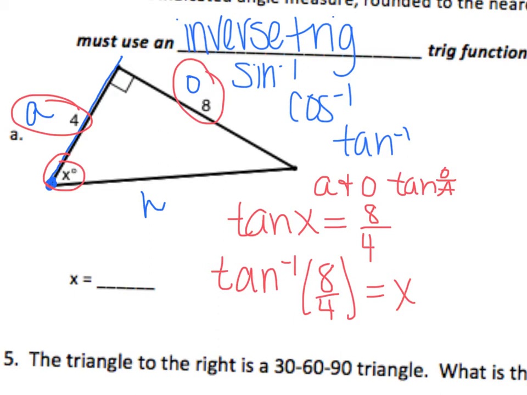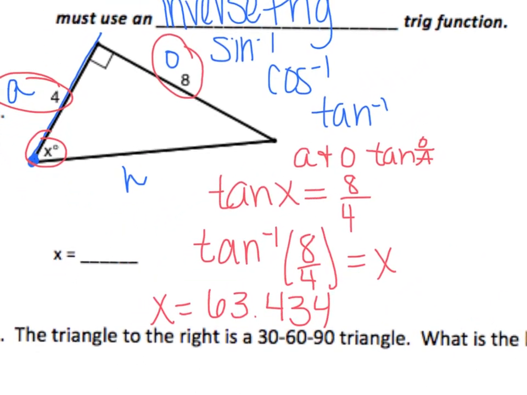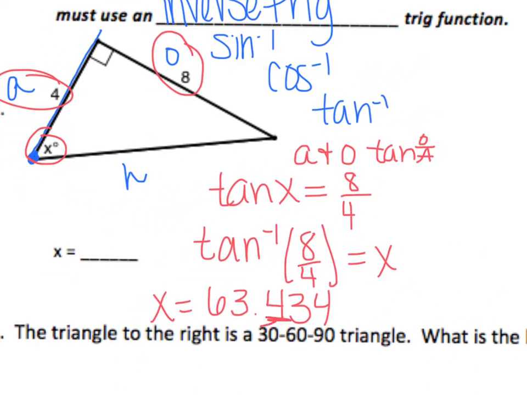And you should see on your calculator tan to the negative first with the parentheses. So you've got that going on, and now you're just going to take 8 divided by 4 in those parentheses and close those out. And you should get x to equal 63.434. Let's take a look at our rounding directions here. It says to the nearest whole number. So this 4 is going to keep this 3 the same. So x is going to be 63 degrees.